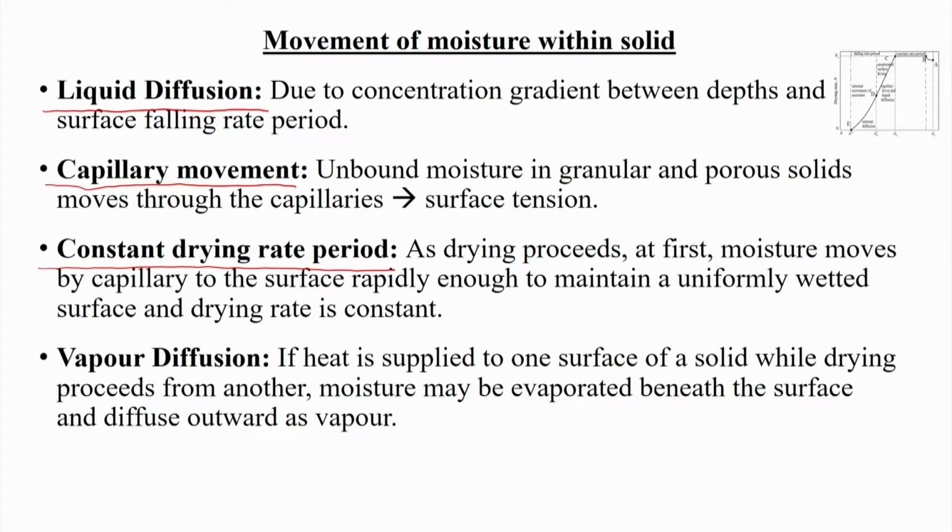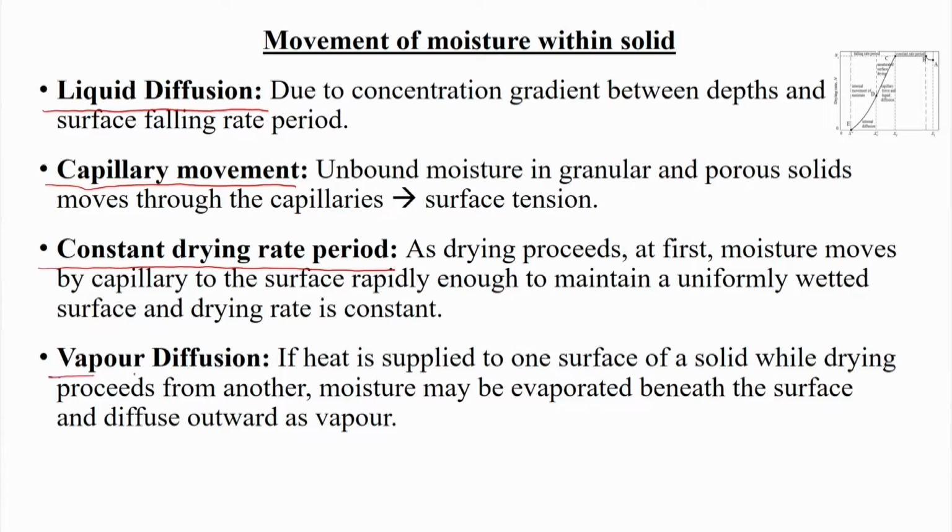So in the initial condition, the surface area will remain constant and the amount of water inside the material will be very high. That is why it will come very easily through the capillary, and the drying rate will be simply proportional to the surface area, because the amount of moisture is very high. That is why it will not control how fast or how slow the drying rate will be. So that is the constant drying rate period.